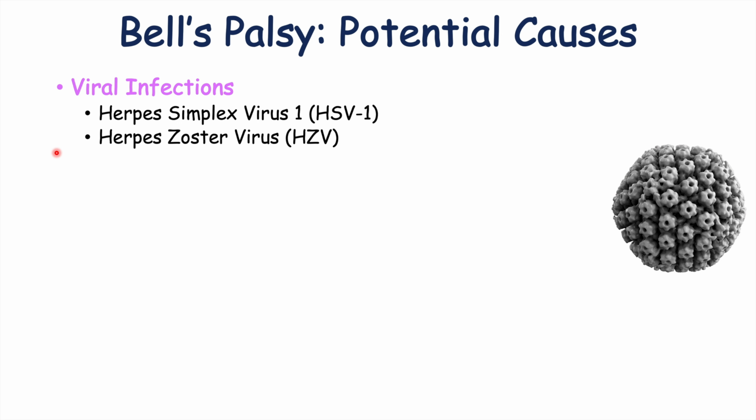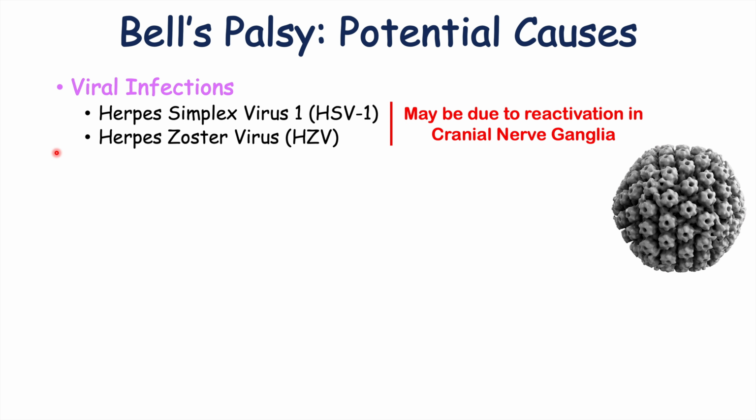And with regards to these two particular viruses, with regards to how they actually lead to Bell's palsy, it is believed that these particular viruses may lead to Bell's palsy due to reactivation in cranial nerve ganglia. So these particular viruses can reside within cranial nerve ganglia or cranial nerve neurons, and their reactivation may lead to Bell's palsy in some individuals.